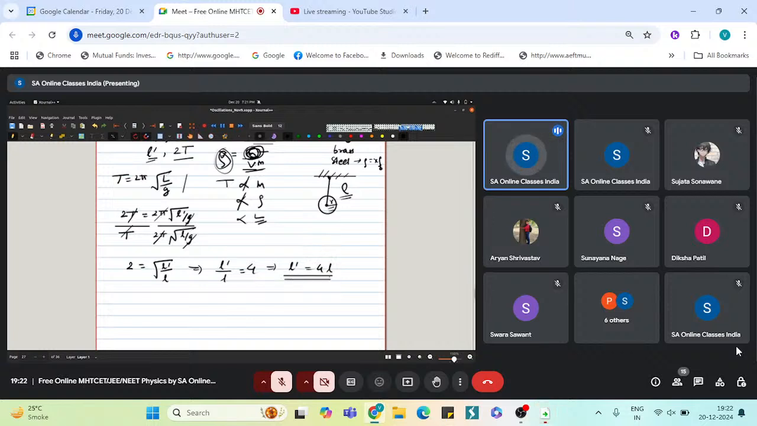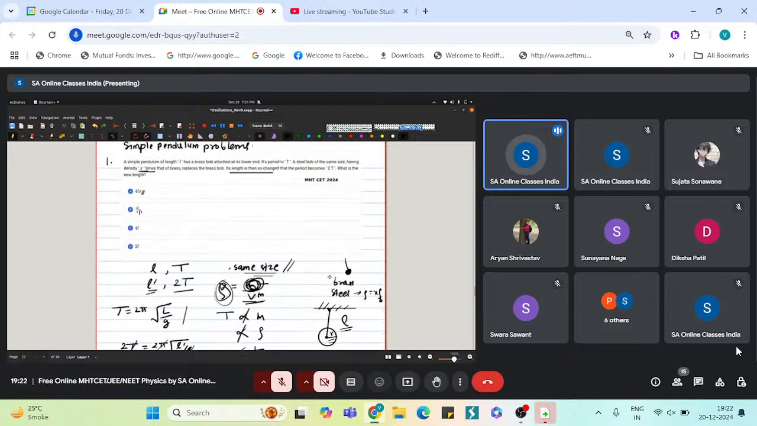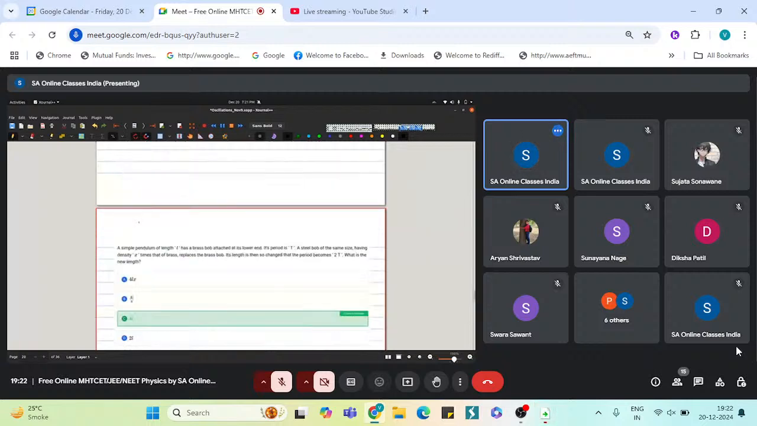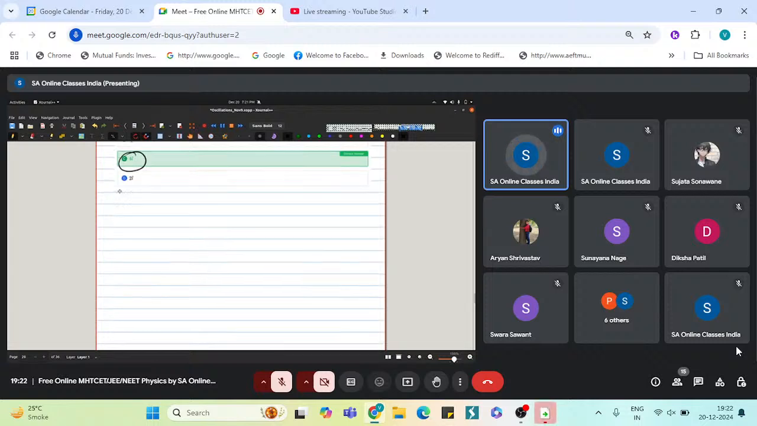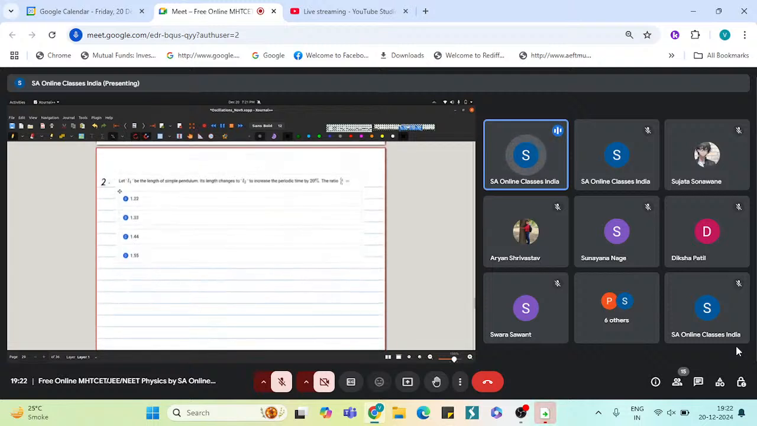So this is the only answer. You'll see that the answer does not depend on the value of x, the density of the blob. So this is going to be the answer, and that is indeed the answer. This was one of the CET questions, I think. The next question is also a CET question.